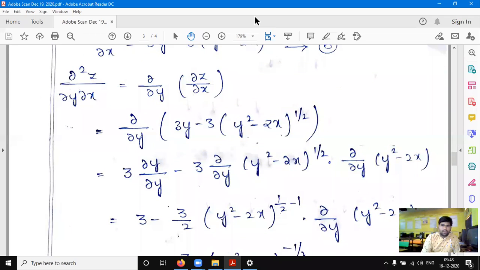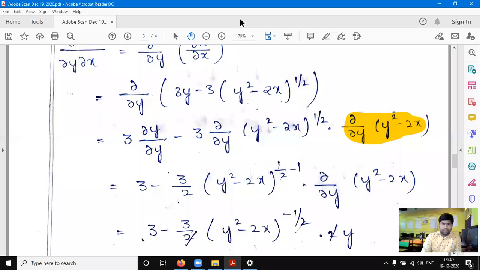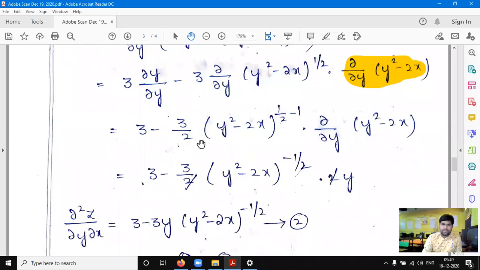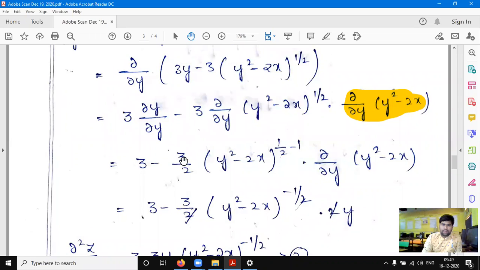So don't write this term at first. 3 into dou y by dou y is 1, so that is 3 minus 3 into the differentiation of this term. Listen once clearly.